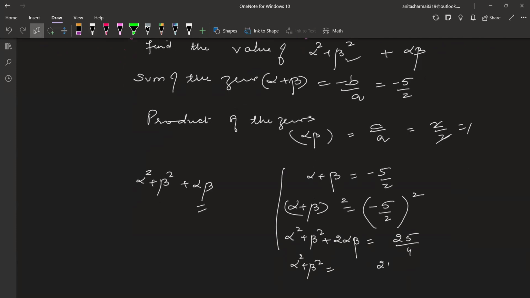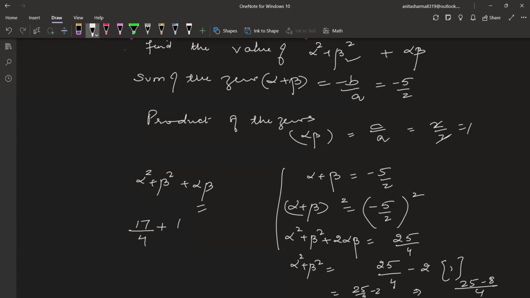Now we want alpha square plus beta square. So alpha square plus beta square is equal to 25 by 4 minus 2 alpha beta. Alpha beta is 1. So 25 by 4 minus 2. So take the LCM 4. So 25 minus 8. It will be 17 by 4, right? And then plus alpha beta. Here it is 1.